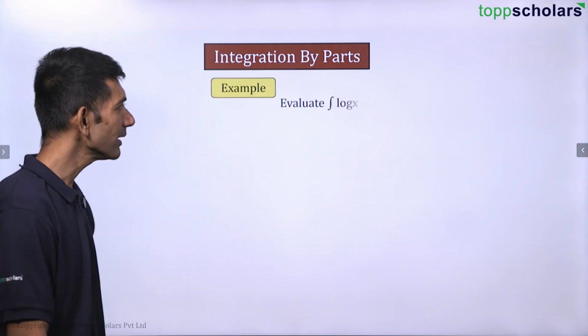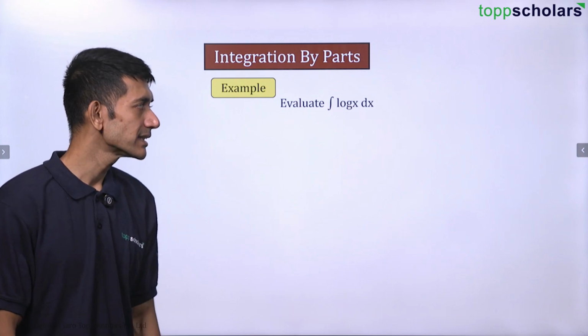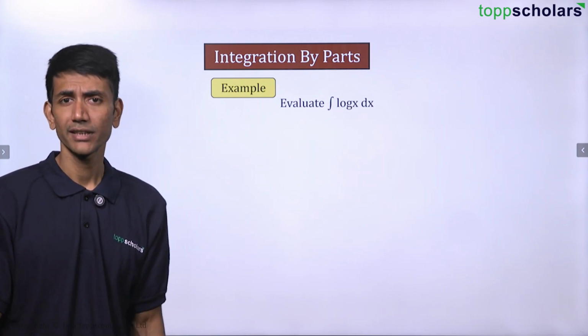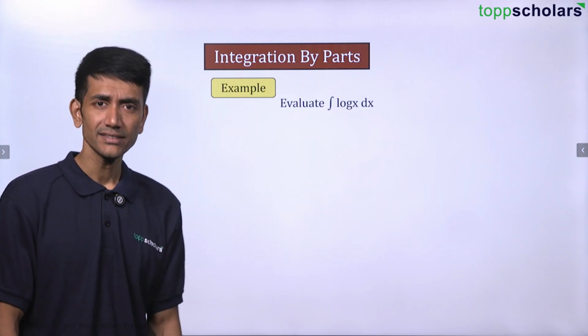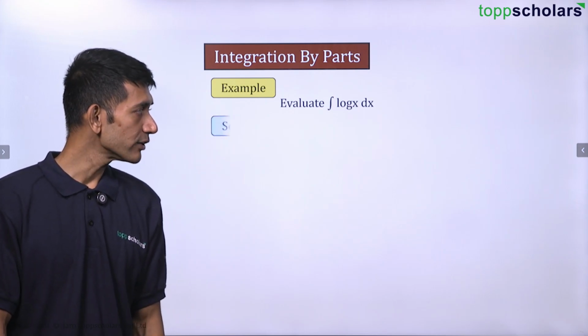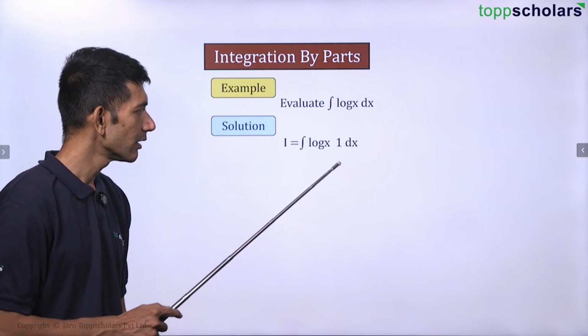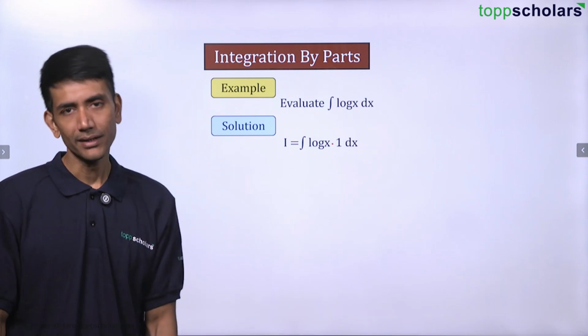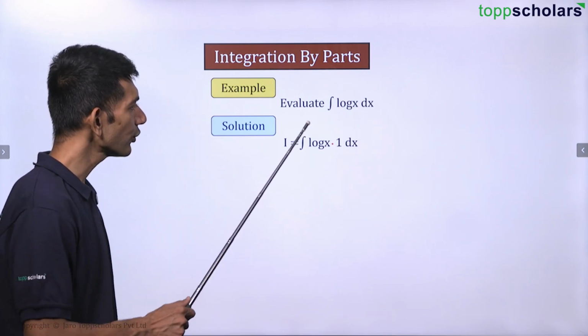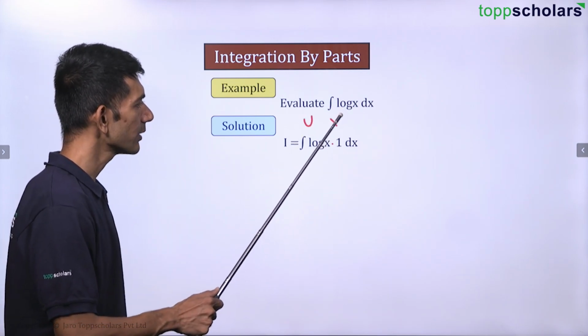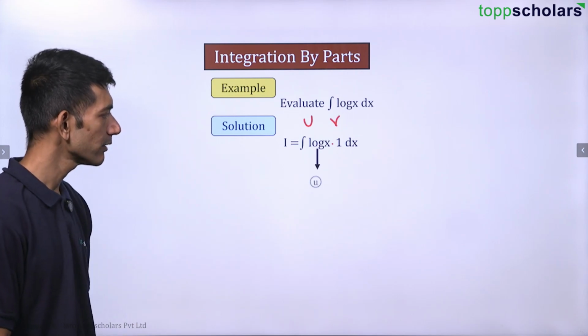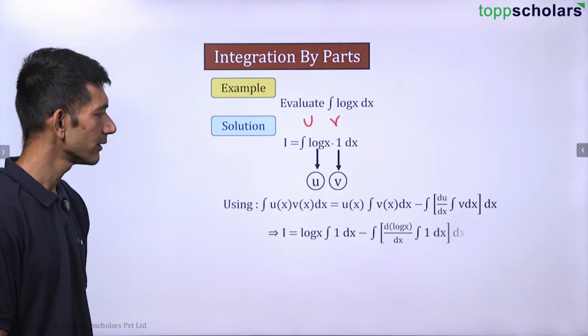Now let us see an example. Evaluate log x dx. Now you'll say only one function is there, log x. No, but in such cases, you can use log x into 1 dx. Log x into 1 dx, right? So this is your u and this is your v. Let us solve that. Log x is u, 1 is v.